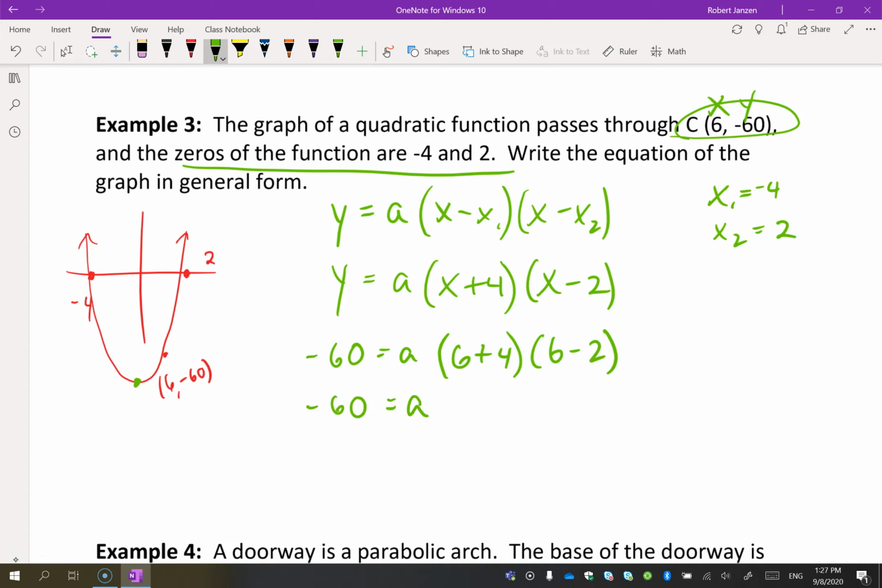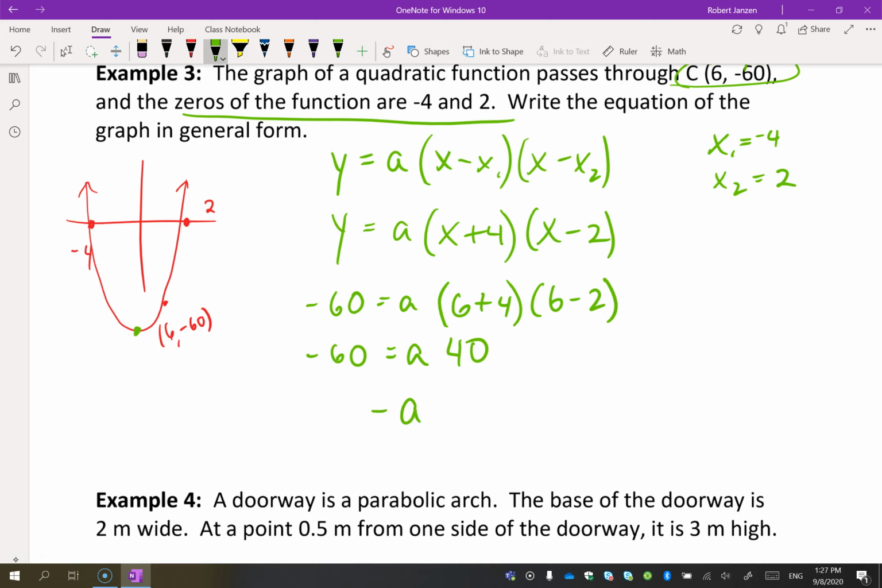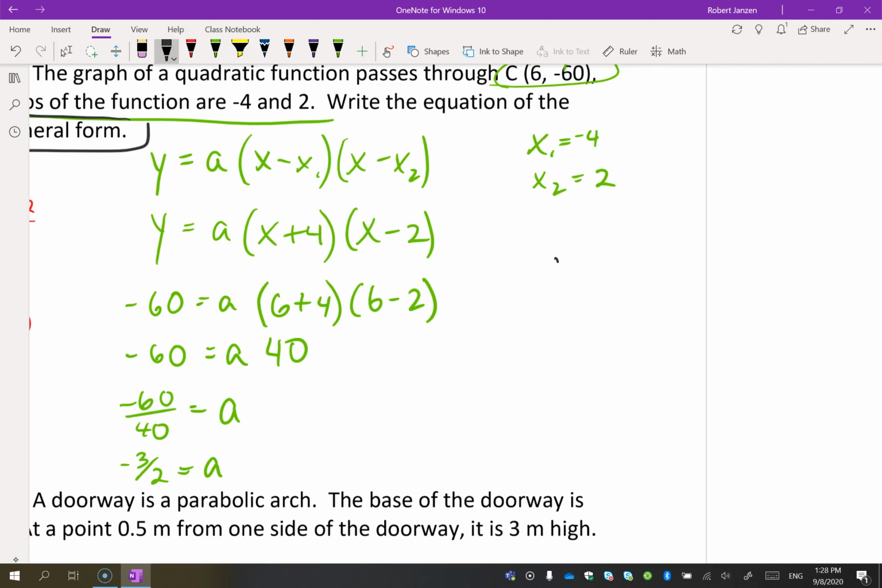This is very similar to the question we had on a different page, but this time we're using a different form to write the equation. So a is negative 60 over 40, which in this case we can simplify pretty easily to be negative 3 over 2. Okay, and we're done, except that it says to write in general form. So let's write the equation. Y is negative 3 halves times x plus 4 times x minus 2. This is the factored form.